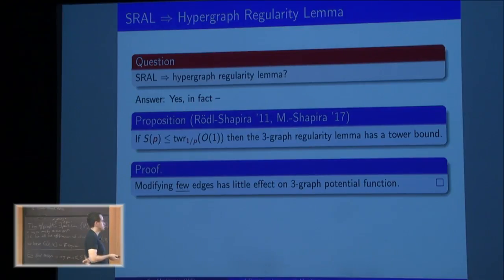Okay, and the proof is basically what I just said: modifying few edges when you iterate the graph regularity lemma in order to prove the 3-graph regularity lemma doesn't change the potential function that you have there. It's not really important. What is important is just that few means, in our notion of few, a constant fraction of p n squared, the number of edges.